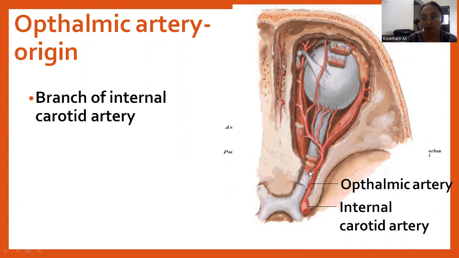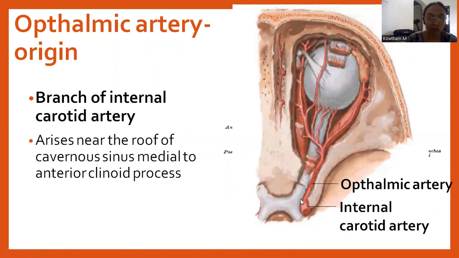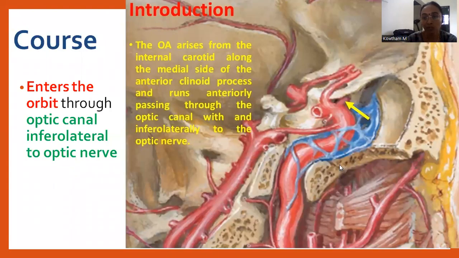So now, first we will see about the origin of the ophthalmic artery. So the ophthalmic artery arises from the internal carotid artery near the roof of the cavernous sinus, medial to the anterior clinoid process. So just to see this picture. Okay, so this is the cavernous sinus. Now you can see the internal carotid artery entering the middle cranial fossa on the side of the cavernous sinus. So when it passes to the anterior clinoid process, it gives a branch here. This branch is the ophthalmic artery.